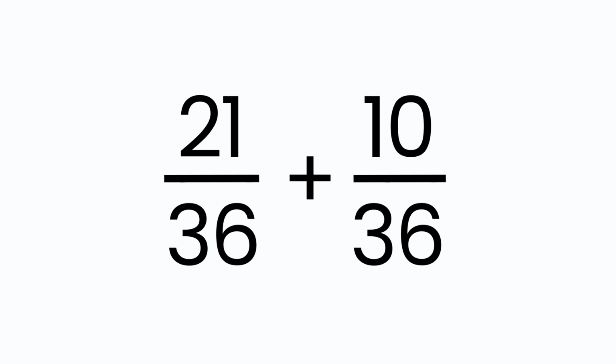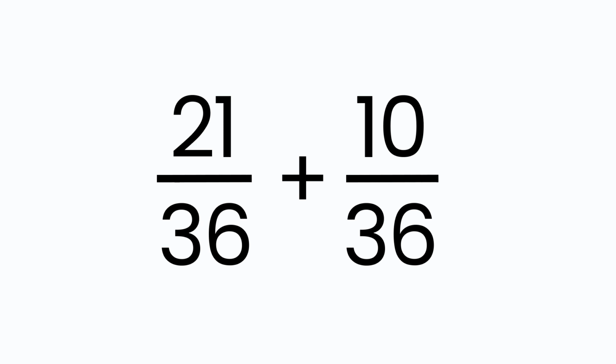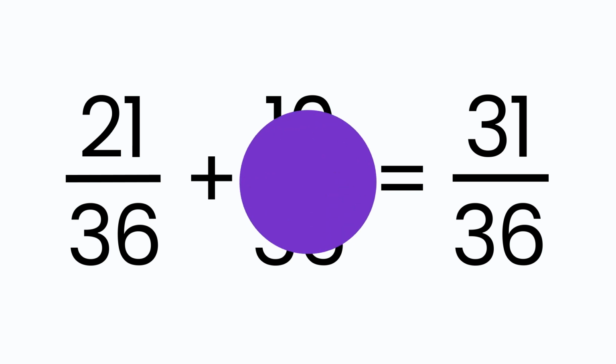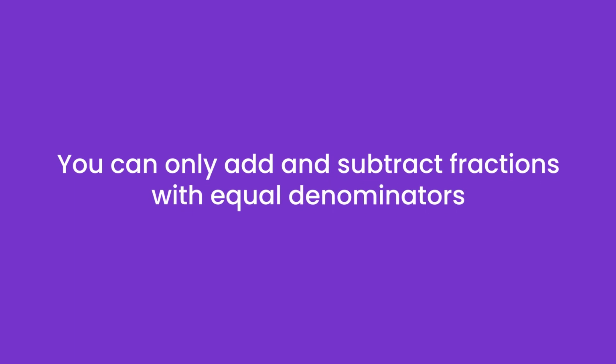So, you get 21/36 plus 10/36, which equals 31/36, which cannot be reduced, because the numerator and denominator have no common factors. You can only add and subtract fractions with equal denominators.